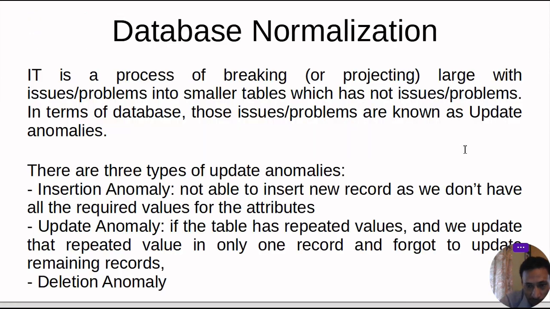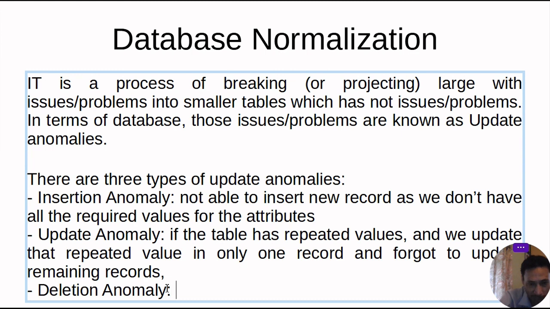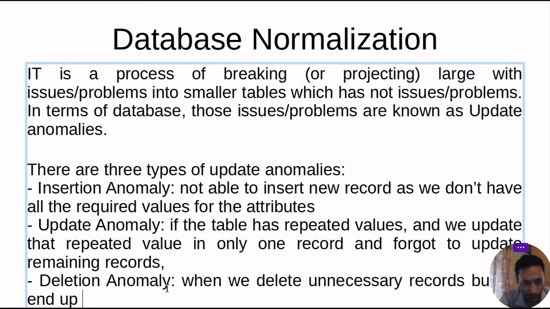Now let's talk about another anomaly, that is the deletion anomaly. Deletion anomaly is simple. It is when we delete an unnecessary record, but we end up deleting a necessary record also. Deletion anomaly is that kind of anomaly which arises when we delete record from the database table.